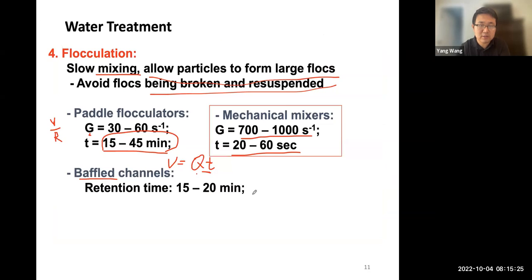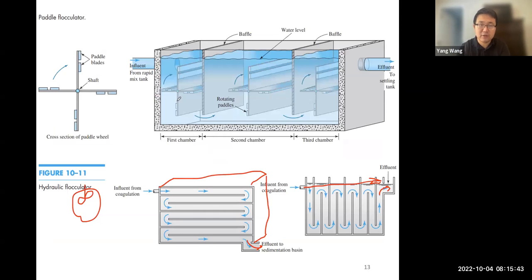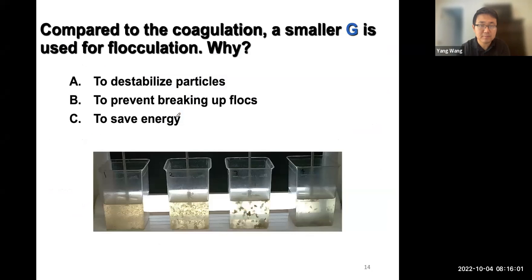So there are also these paddle flocculators. The paddle flocculator, basically you have a paddle inside, right? You have a center shaft to turn the paddles. Here you don't need those blades because you don't need faster mixing. And then you can also have these horizontal paddles, right? So they can also get separated into different chambers. But the main idea is that we need slower mixing and at the same time a larger, longer residence time. Okay, so this is the difference between the coagulator and the flocculator.